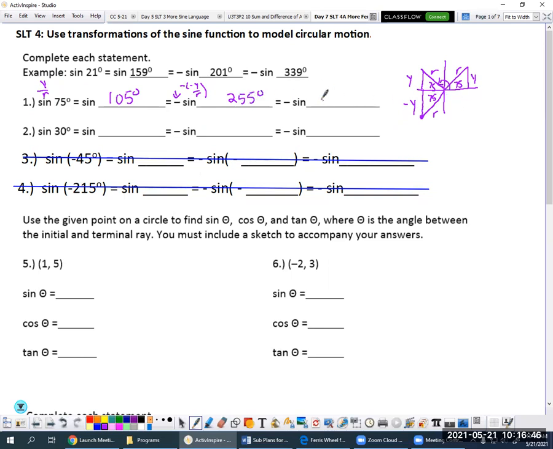And then if I do the same thing and I put it in the fourth quadrant and I have negative y over r, again, the negative in front of the sine will cancel off the negative in front of the y and give us the same y over r as 75 degrees. And that's going to be 285 degrees. And of course, you could switch these last two.